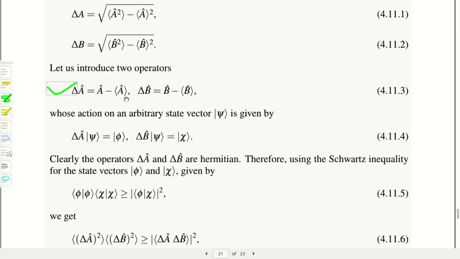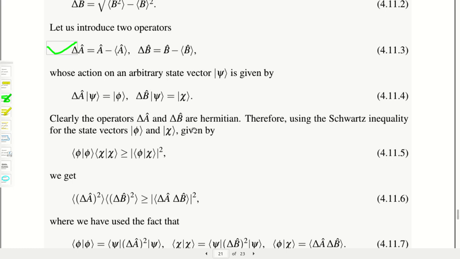So if you operate them on psi, it will give you another function phi. Here it is written in terms of kets. So the delta A operator operates on the psi ket, it will give you the phi ket. Similarly, the delta B operator operates on the same psi ket, it will give you in general a different ket chi.